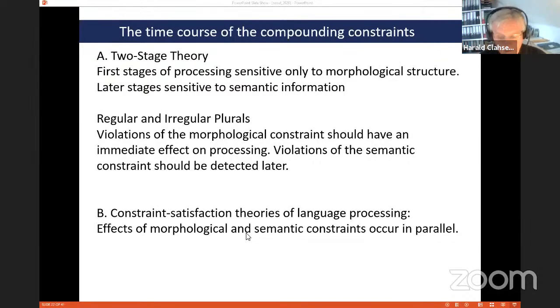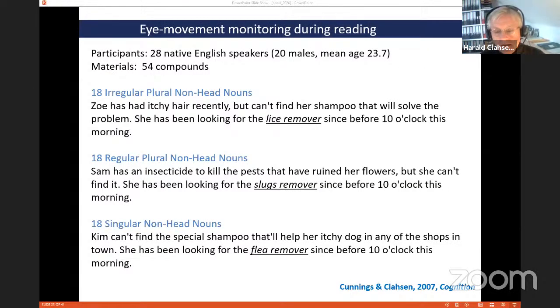This is a general debate in the processing literature that we try to address with this eye movement study. So we used eye movements during reading, and we tested 28 participants. They had to read short paragraphs containing novel compounds. That was crucial. Novel compounds, such as those shown here underlined: lice remover, slugs remover, flea remover, something like that.